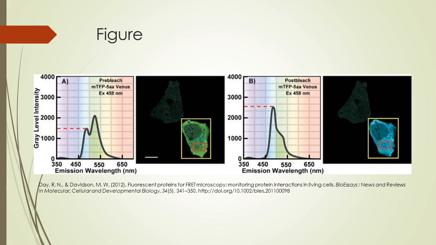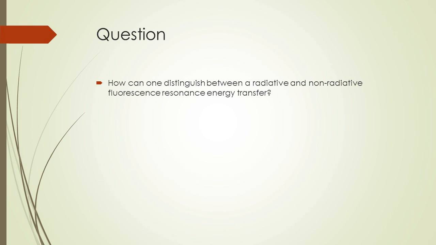Some of the drawbacks of this experiment are that the primary weakness of the spectral bleed-through or SBT correction approach is that it relies. The question I have is, how can one distinguish between a radioactive or non-radioactive fluorescence resonance energy transfer?